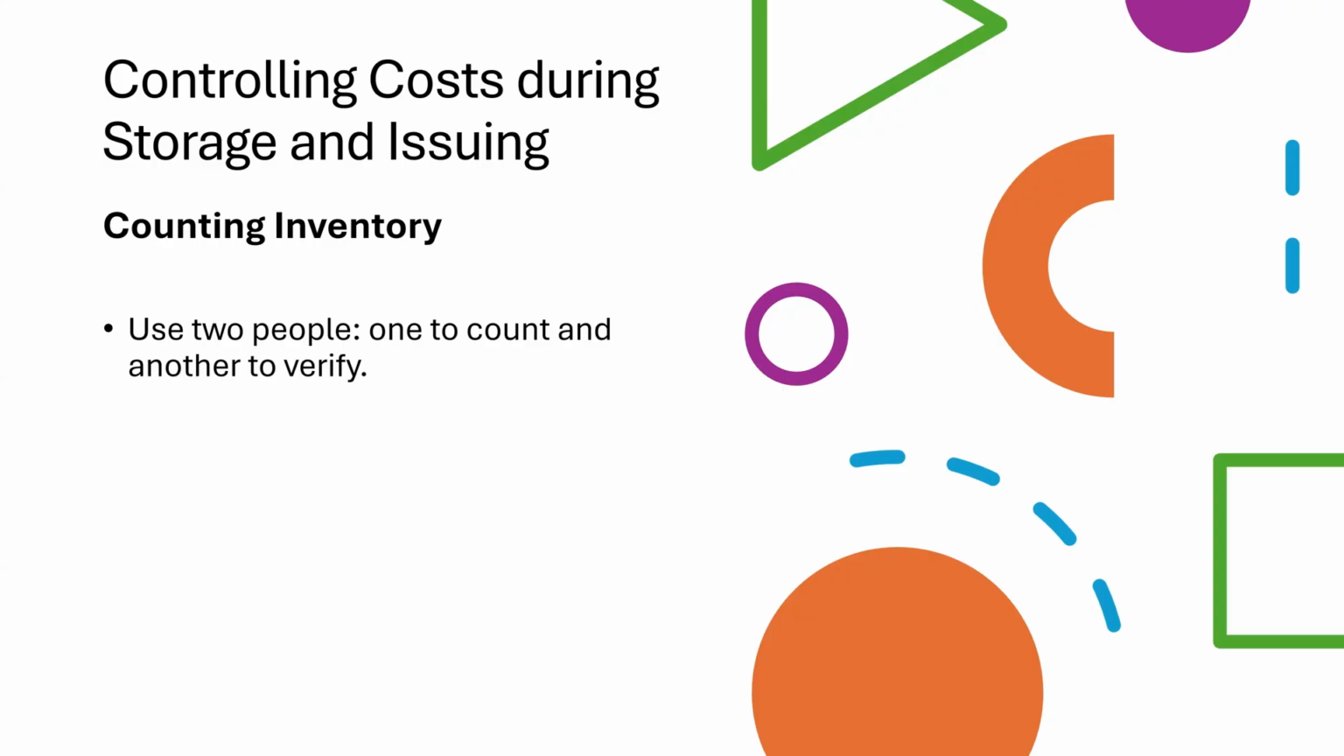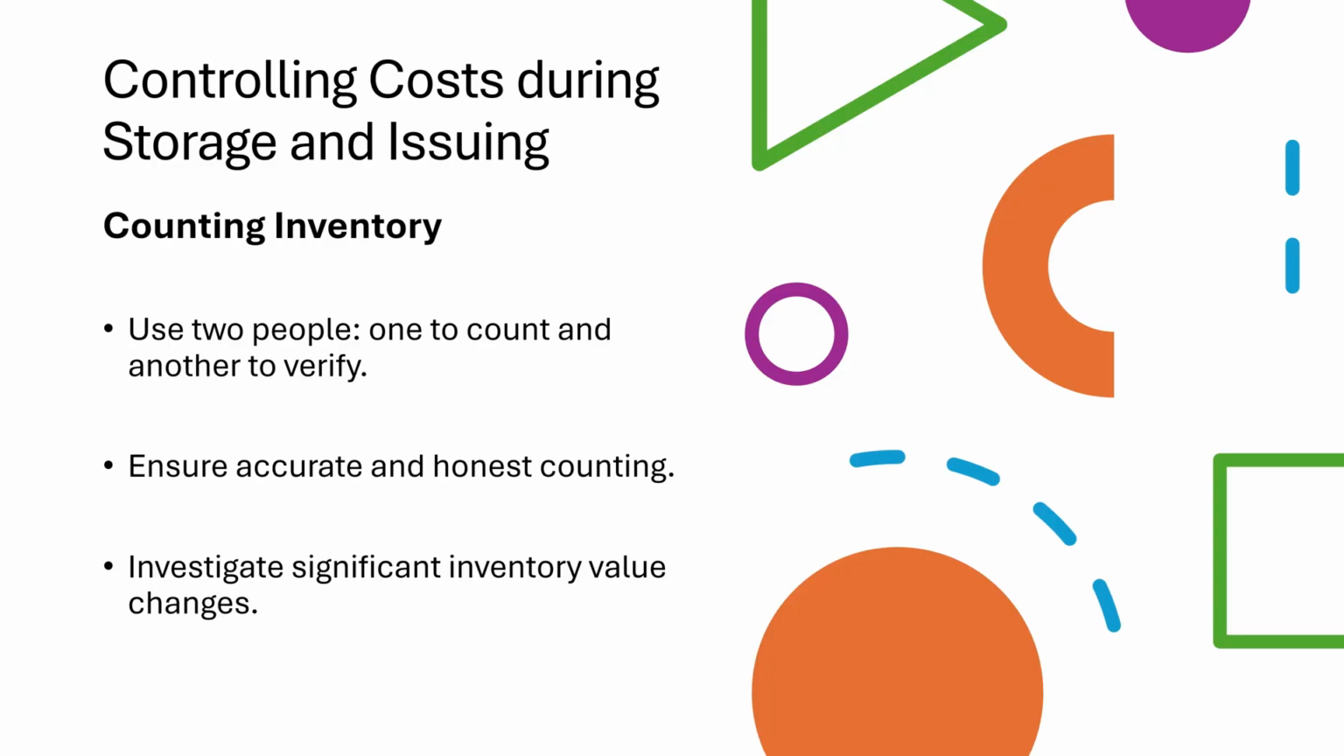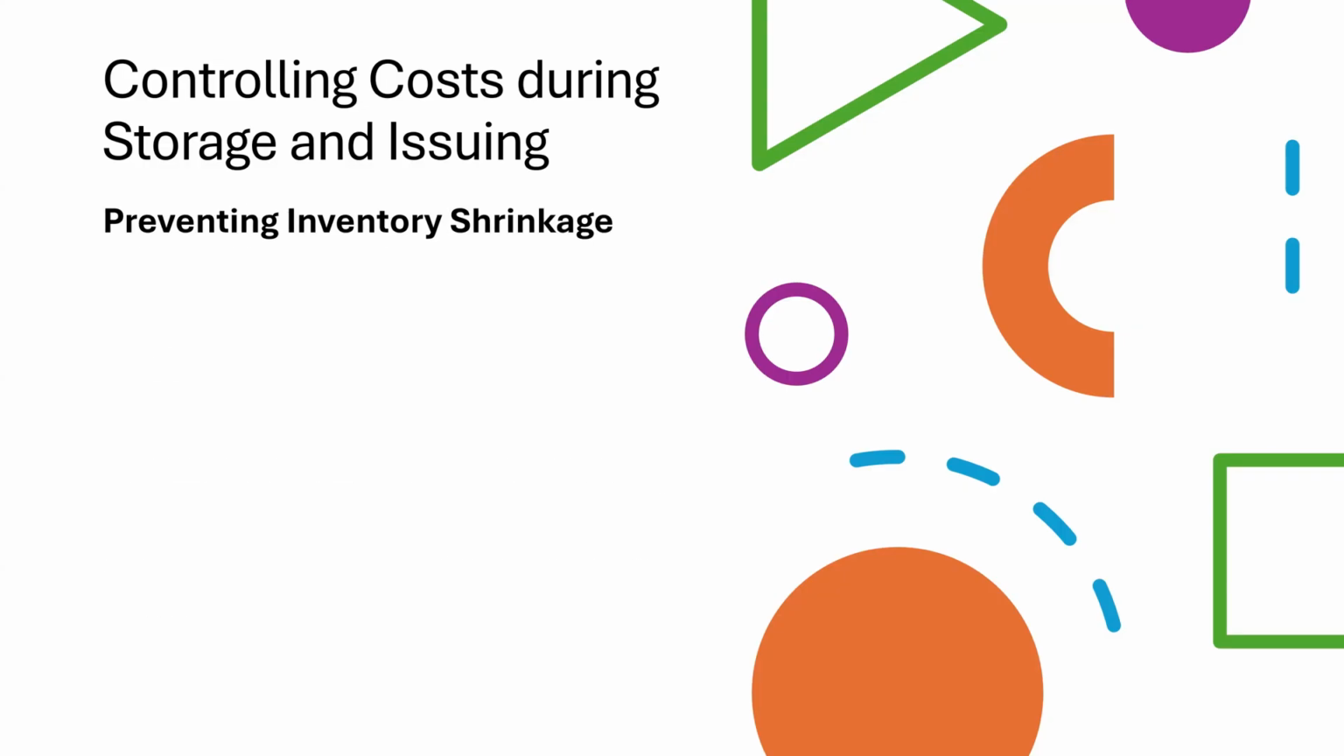Already talked about this. When counting inventory, use two people, one to count and the other to verify, to ensure accurate and honest counting and hold each other accountable. Then investigate significant inventory value changes when you compare to the theoretical inventory. Make sure those two are really close to matching. How can we prevent some inventory shrinkage? Not everybody does this because there's a certain trust factor, but if stuff starts disappearing and nobody has a good explanation, this might have to be put in play. Store items in safe, lockable rooms or cabinets.